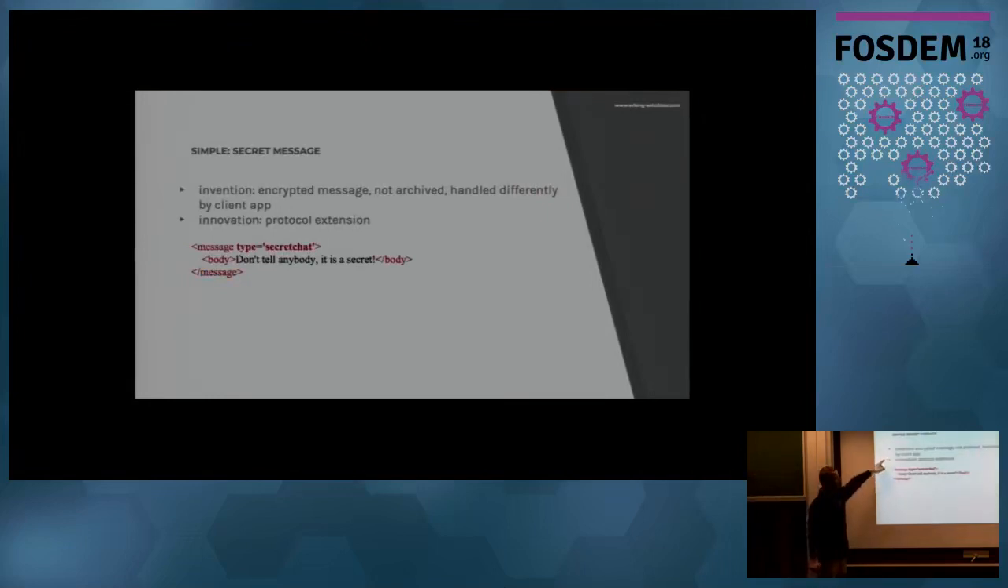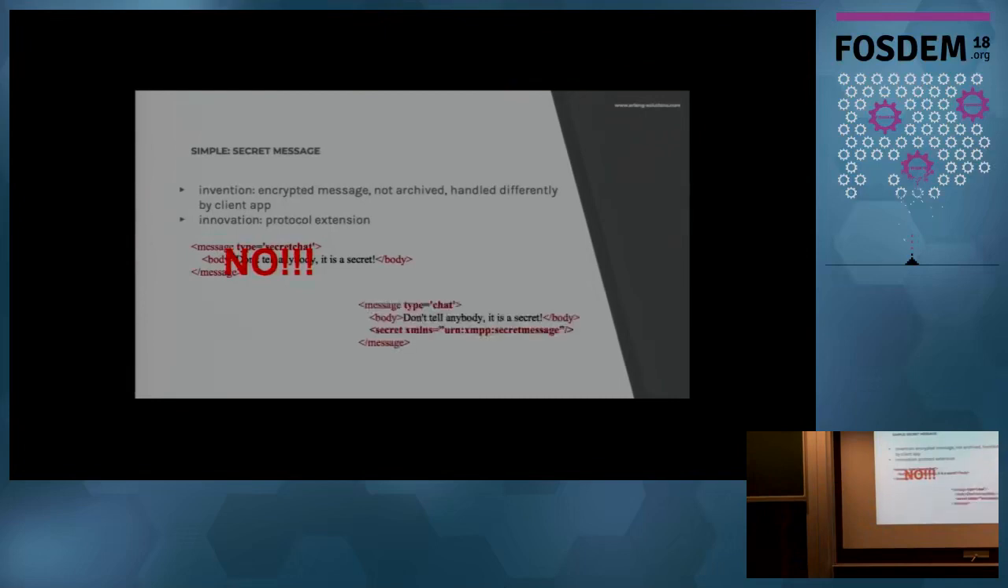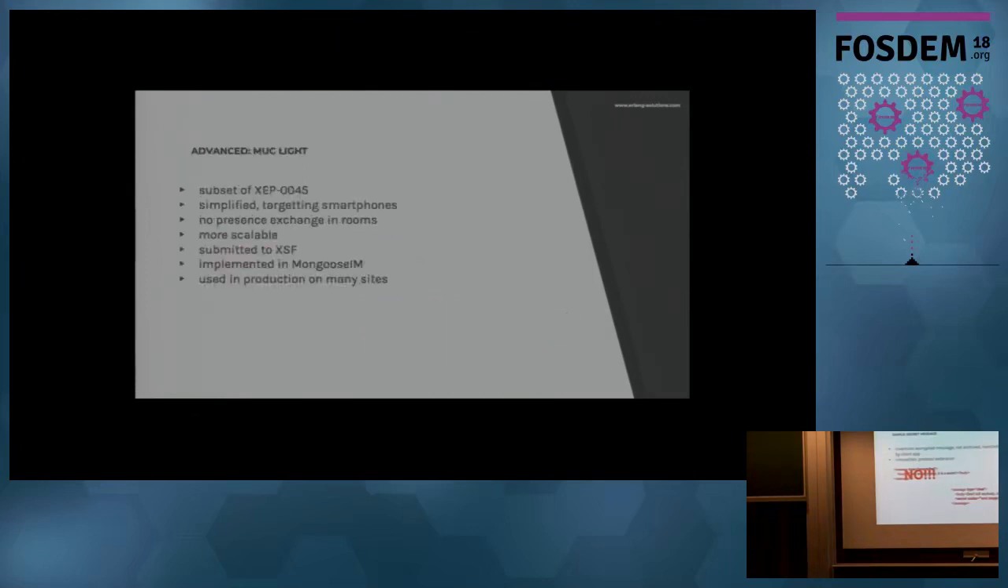Secret message. Somebody wants to send messages that are handled differently. This is actually a real life case. Again, the first idea is message type, right? There's chat, there's secret chat. No, don't do this, you'll break everything. This is the way to do this: insert another namespace, flag the message as secret. It's a piece of cake to implement on the server. The client can also handle it easily.